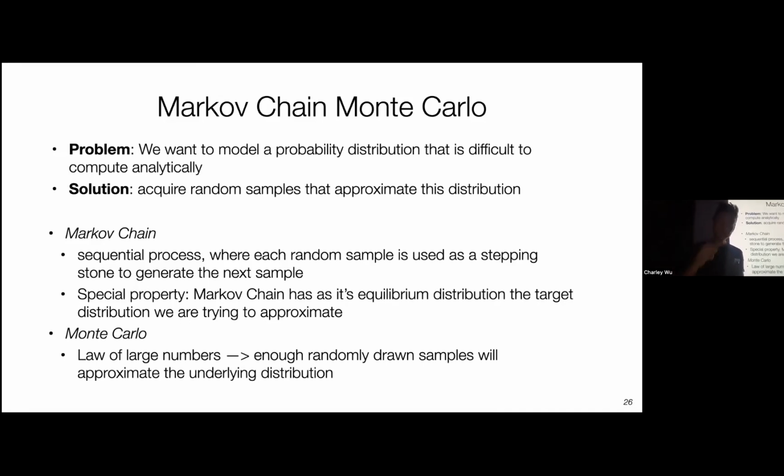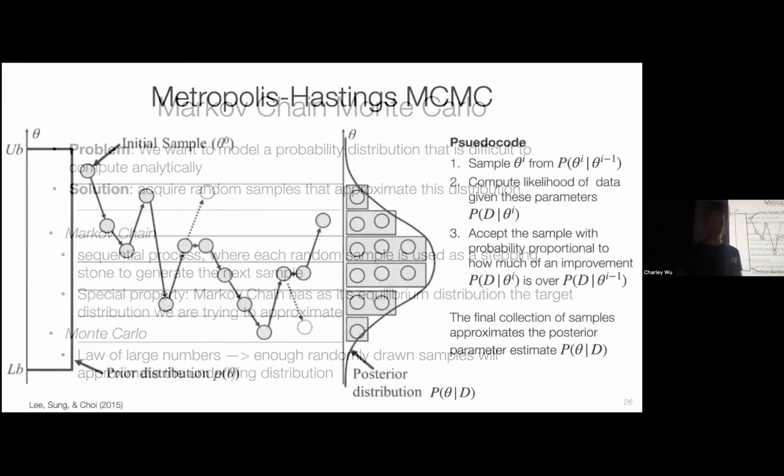Now the second concept is even simpler. It's a Monte Carlo concept, and this is named after a casino, I think, in Monaco. It's a basic idea in statistics that with the law of large numbers, enough randomly drawn samples will approximate the distribution. You flip a coin enough times, the outcomes will represent the true outcome. Okay, so we combine these 2 things together.